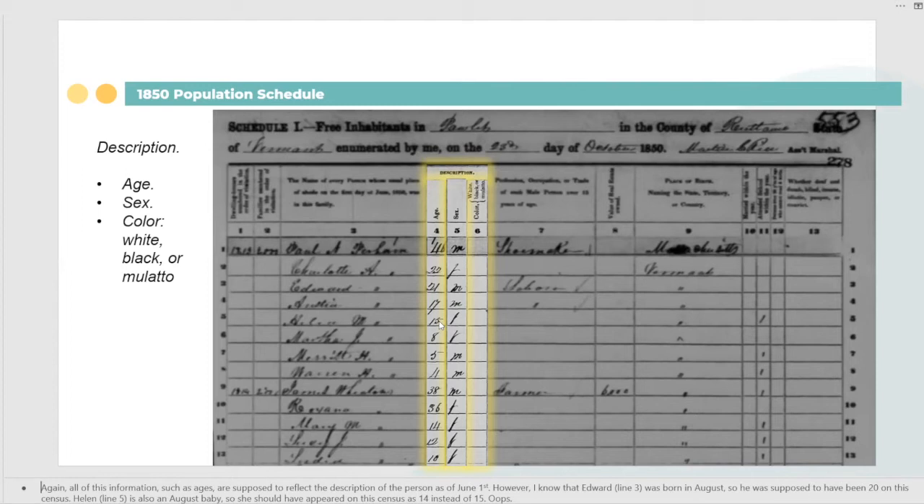So this is one of those things that can throw you off as you're doing your schedule or as you're doing your research. You can have people who look older than they should be or look younger than they should be, depending on how they answered those questions.